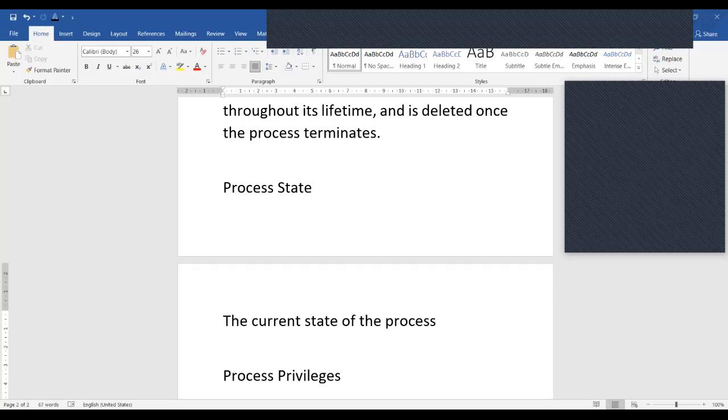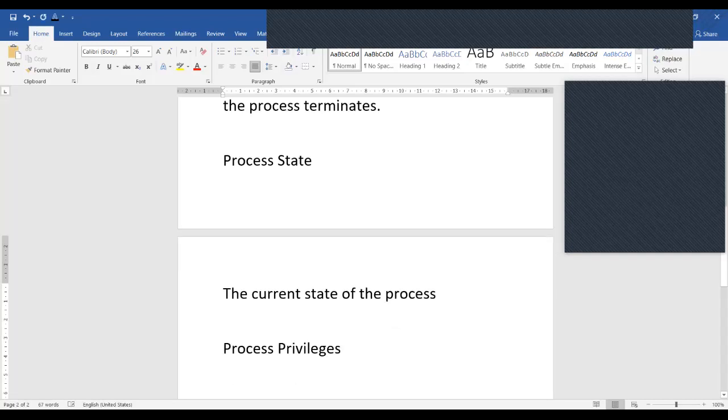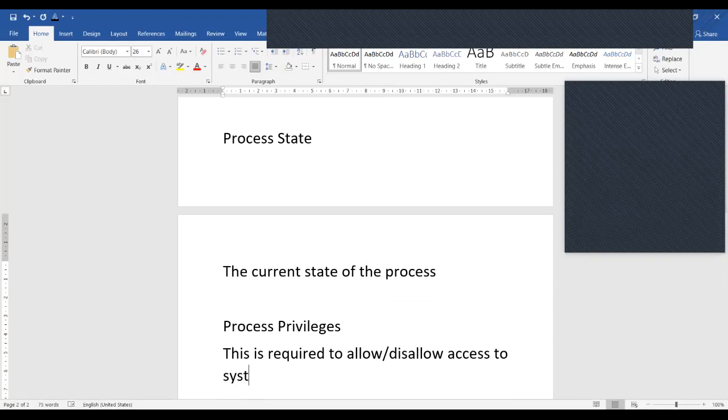So what we can write? We can write, this is required to allow or disallow access to system resources. That is process privilege.